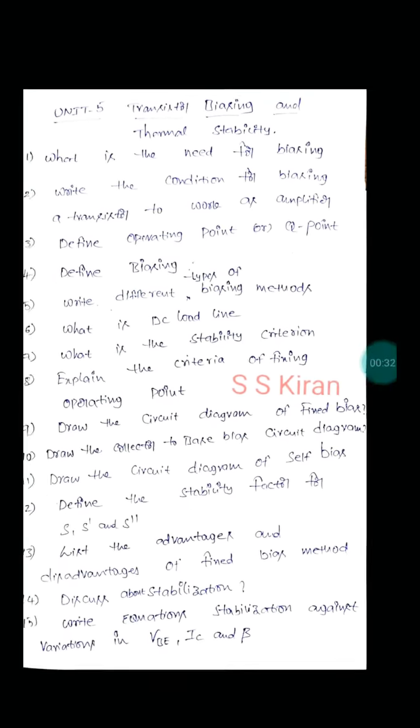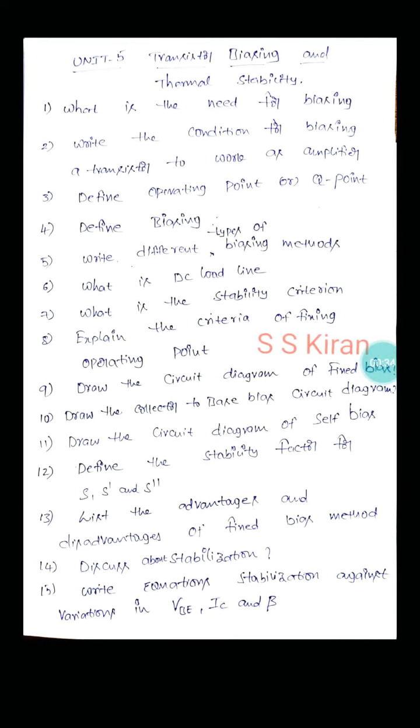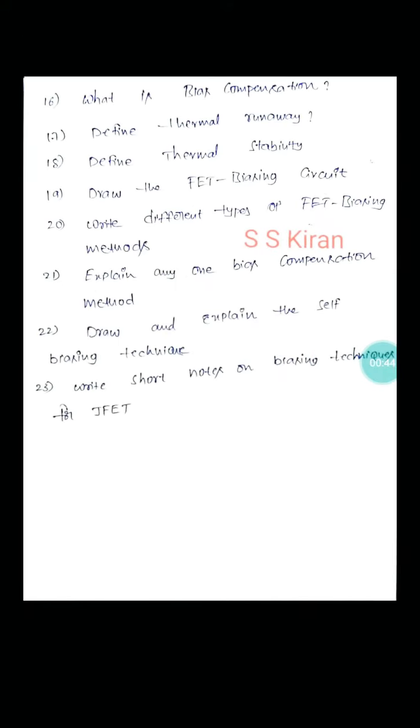Then fourth one, define biasing. 13th, list the advantages and disadvantages of fixed bias method. Okay, I will read randomly. At the time of explanation part, I will read a question and answer, and I will explain each and every question also. Right. 18th, define thermal stability. 22nd, draw and explain the self-biasing technique.